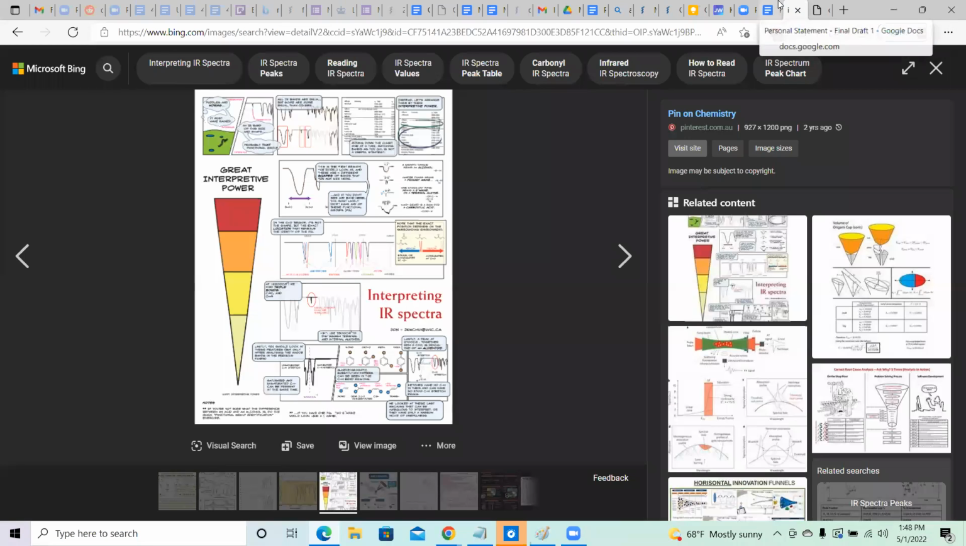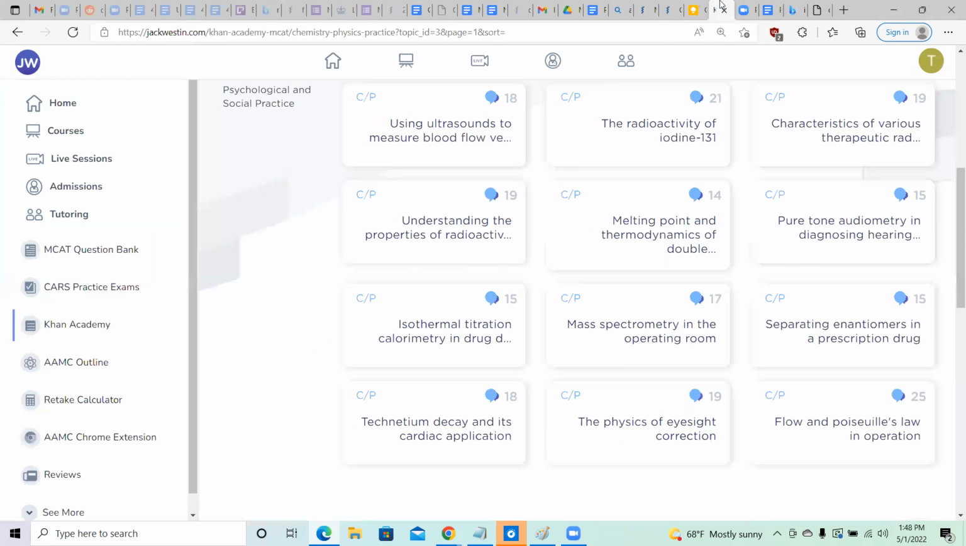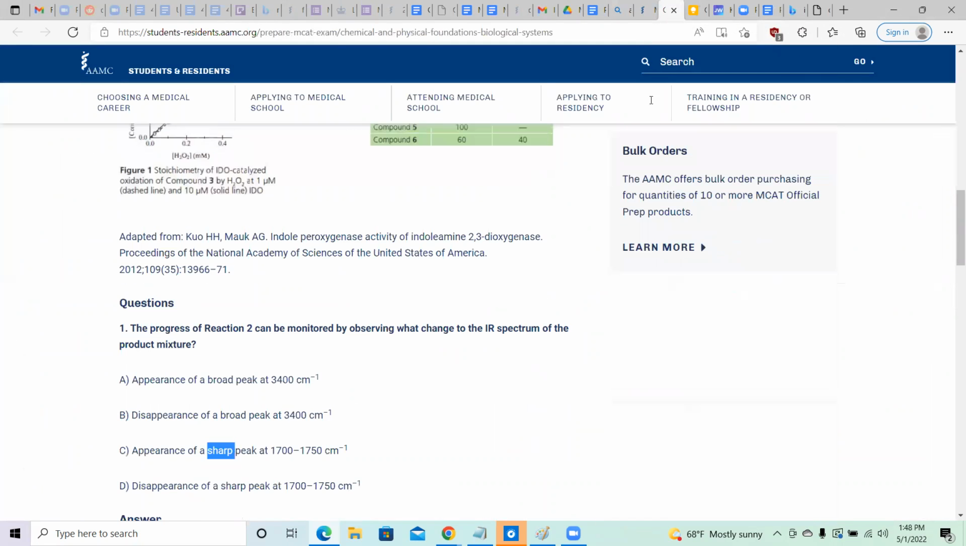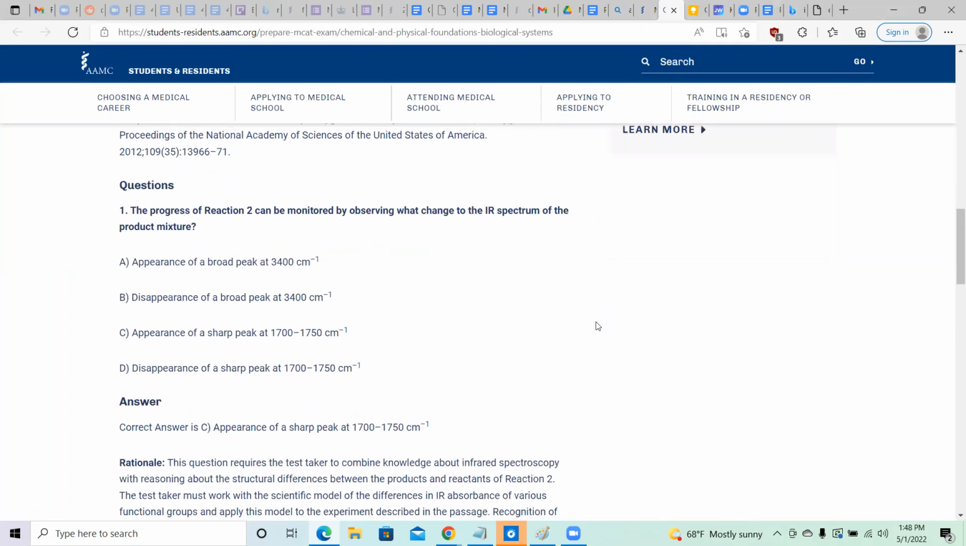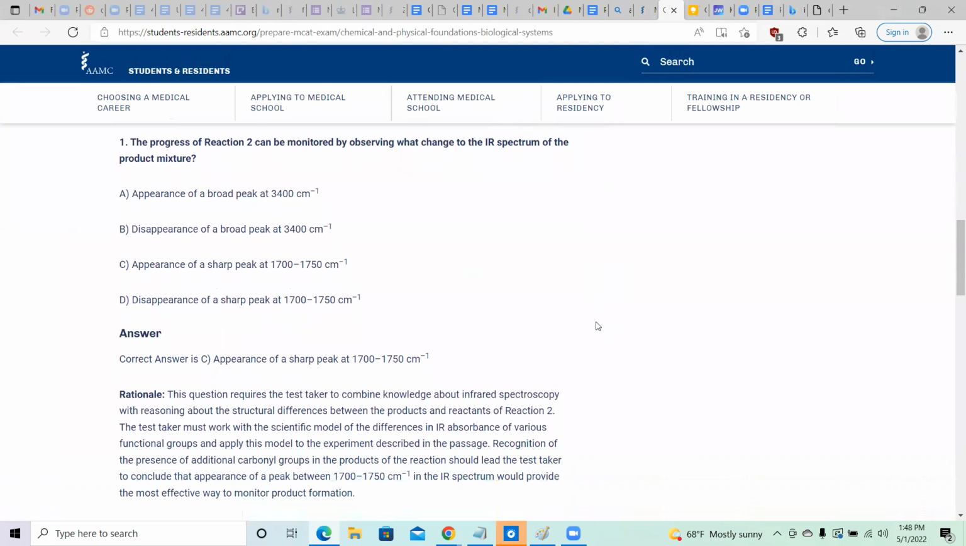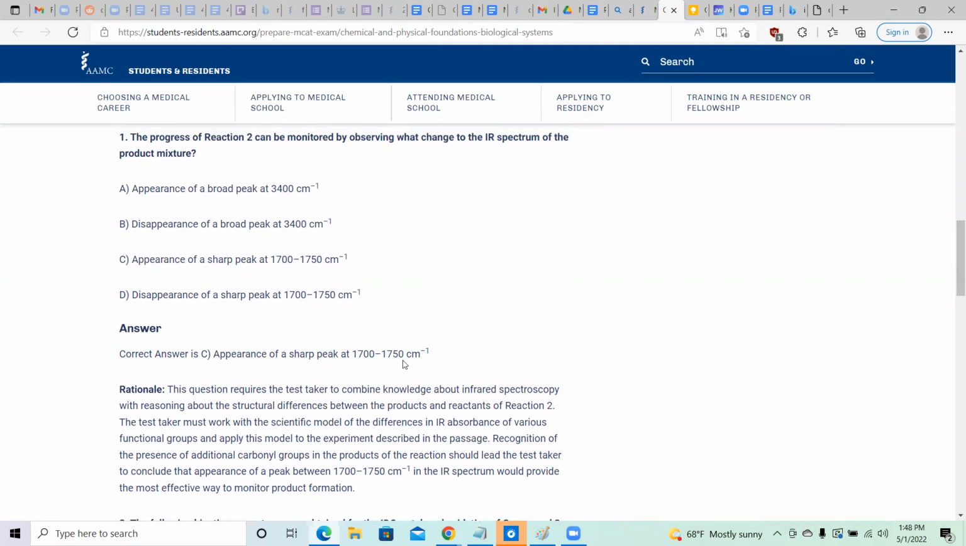Okay, so, oh no, this is my stuff. Wait, where's the link? Oh, here it is. Okay, here we are. So the correct answer is C: appearance of a peak at 1700 to 1750. Good. So even though your content knowledge wasn't perfect, you were still able to understand this, right?